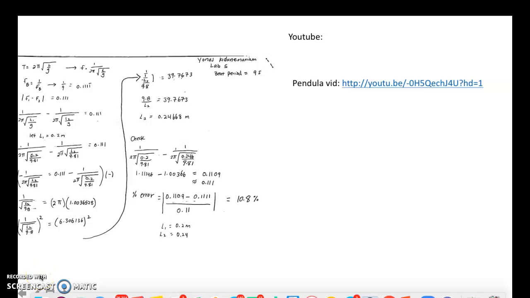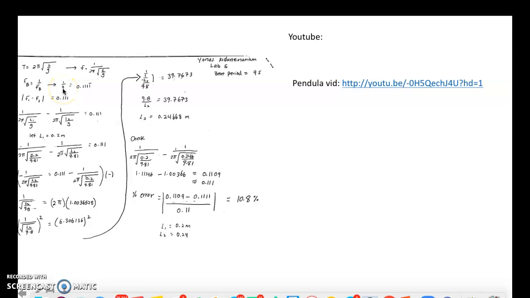I'll be going over lab 5, beat period of 2 pendula. So what I have here is T equals 2 pi times the square root of L over g, which is given to us on the front of the lab. So f equals 1 over 2 pi times the square root of g over L. And f sub B equals 1 over T sub B.